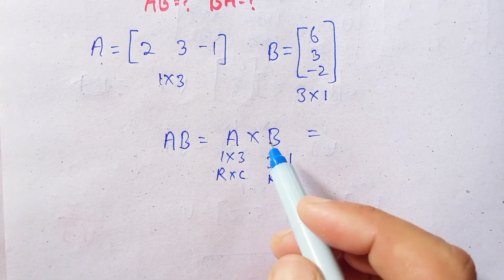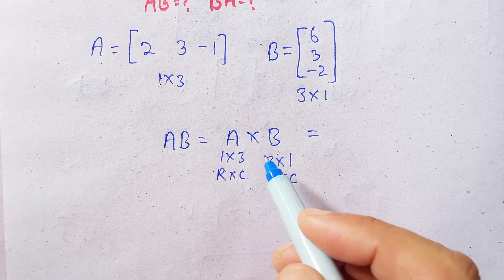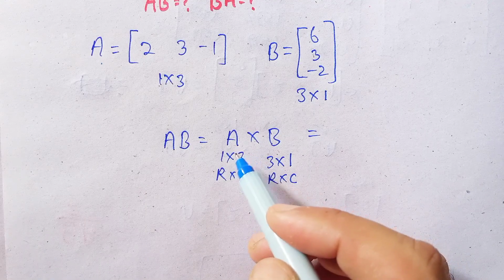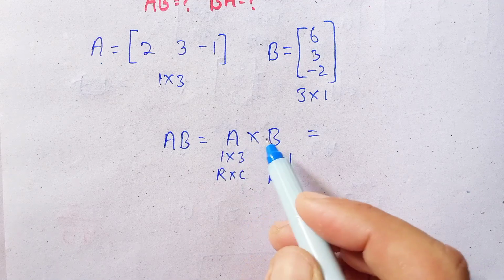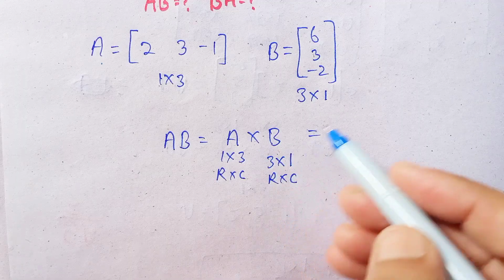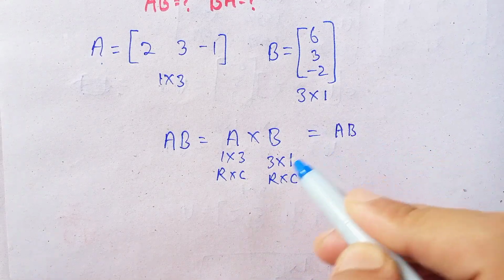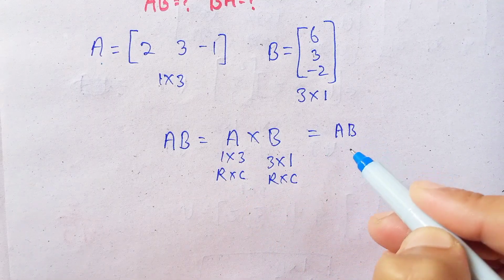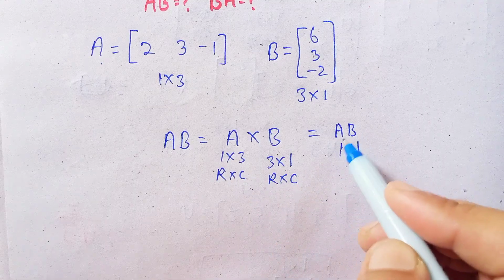The multiplication of the two matrices depends on the number of columns of the first matrix, which is 3, and the number of rows of the second matrix, which is also 3. If the number of columns of the first matrix is equal to the number of rows of the second matrix, then the multiplication of the two matrices will be defined. To find the order of the matrix AB, we will write it as AB. Here there is 1 and there is also 1, so the order of the matrix AB will be 1 by 1. These outer numbers represent the order of the matrix AB.